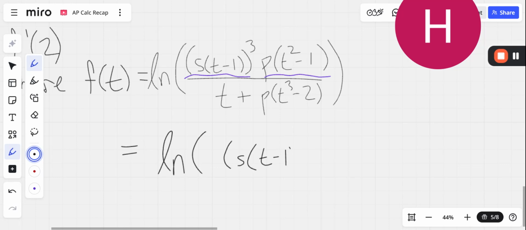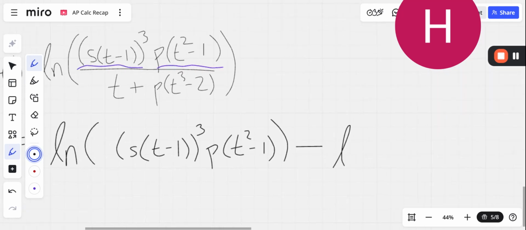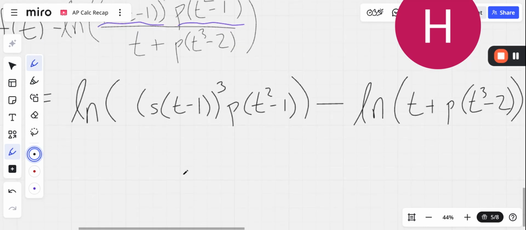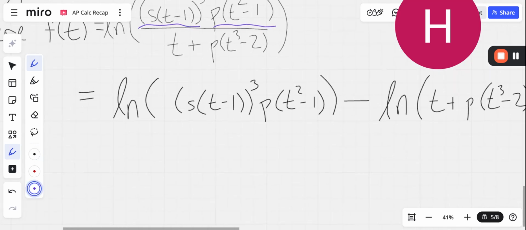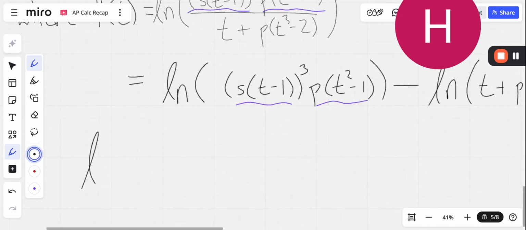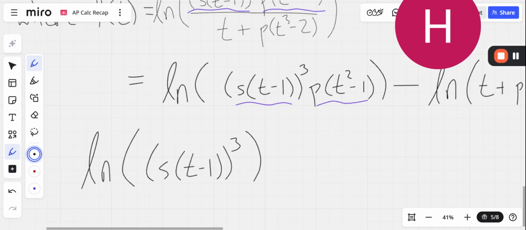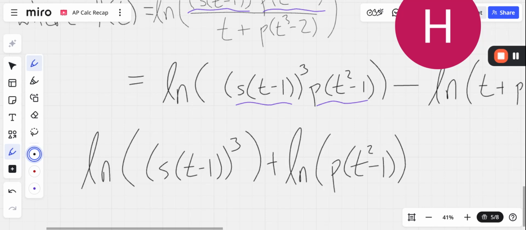So what we can do first is we can split this up using the division to subtraction property. So everything that's on the top in there, minus log of everything in the bottom. So everything that's being divided. Okay, this is looking a little bit messier, but promise that this is going to work out nicer in the long run, because now we can split up this product. We can call this ln of s of t minus 1 cubed plus ln of p of t squared minus 1.